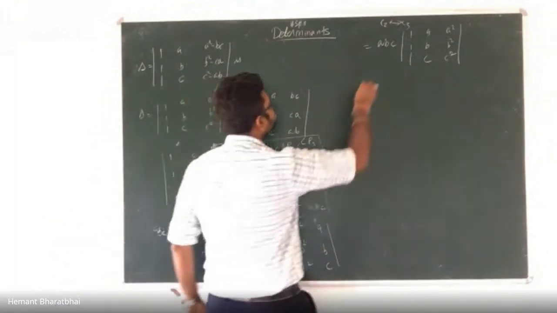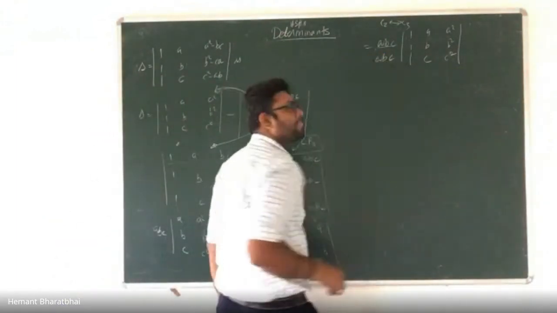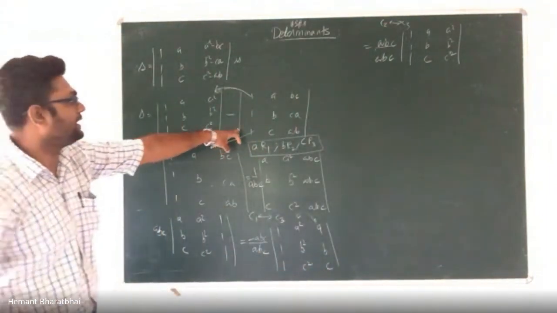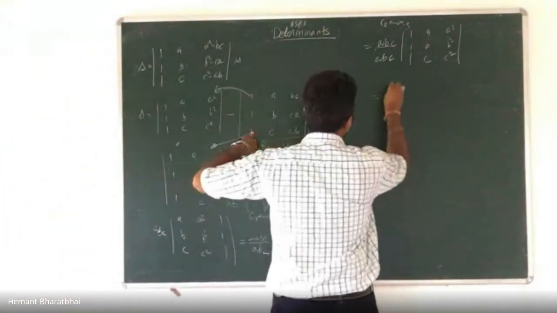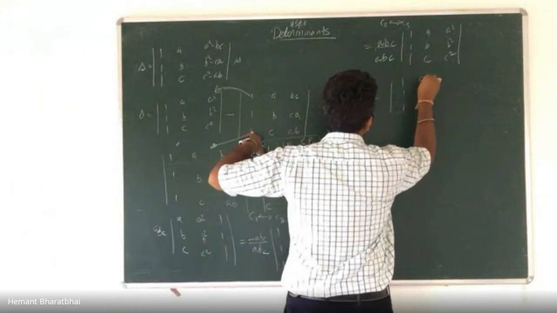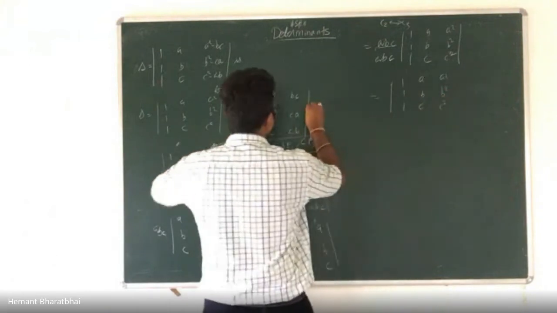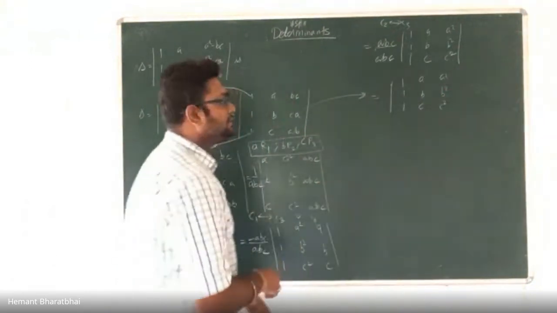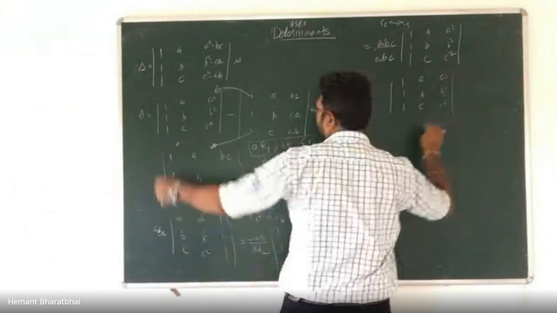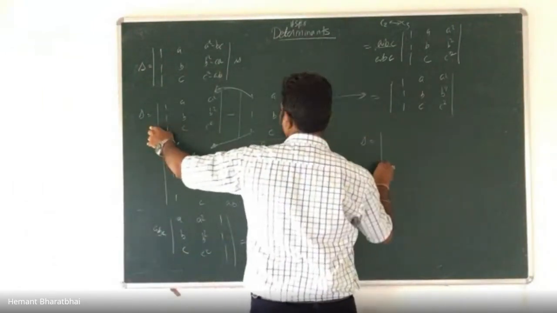So the value of this determinant which I had taken over here has become 1, 1, 1, A, B, C, A square, B square, C square. This determinant can be written something like this. So if I write over here, therefore determinant is equal to 1, 1, 1, this is A, B, and C, this is A square, B square, and C square. Just a minute. This minus sign, and instead of this, I can write this.